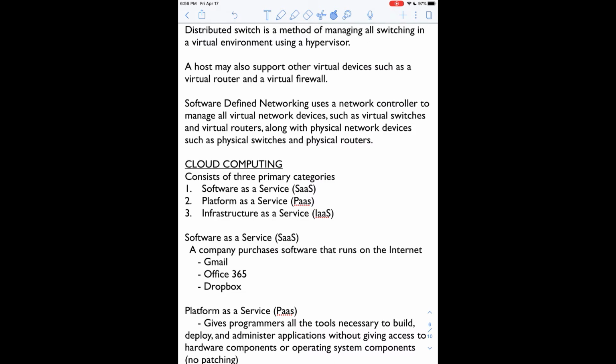Your host may also support other virtual devices such as routers and firewalls. Just a bunch of different things we can put in that hosted environment.